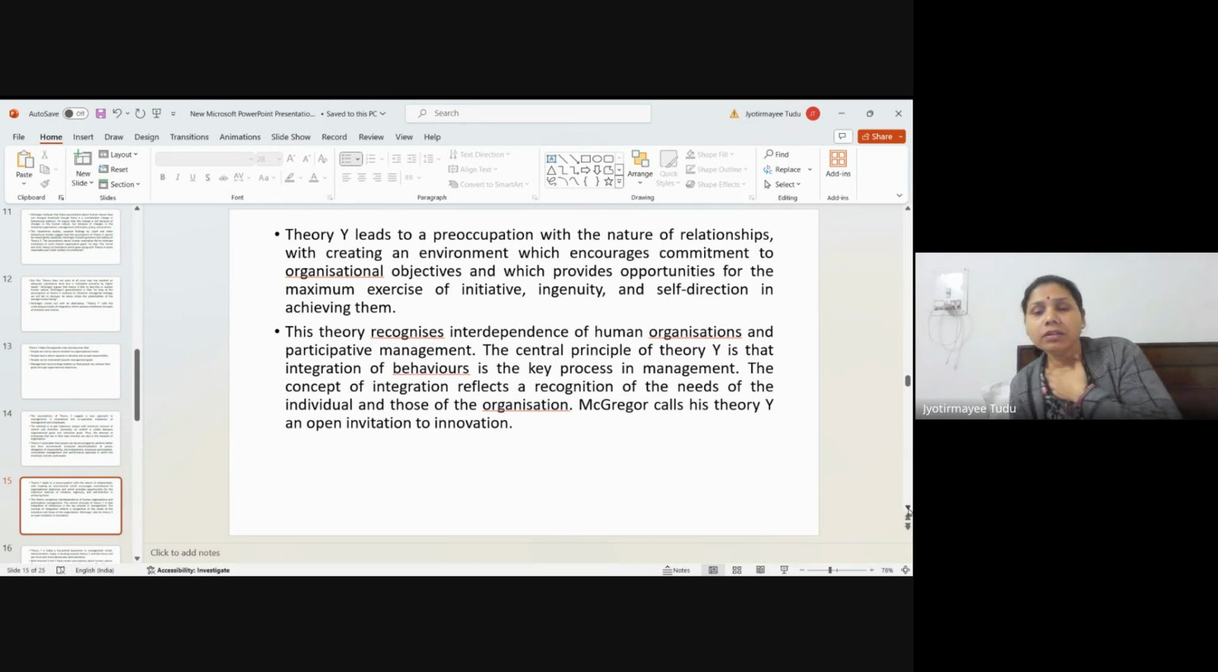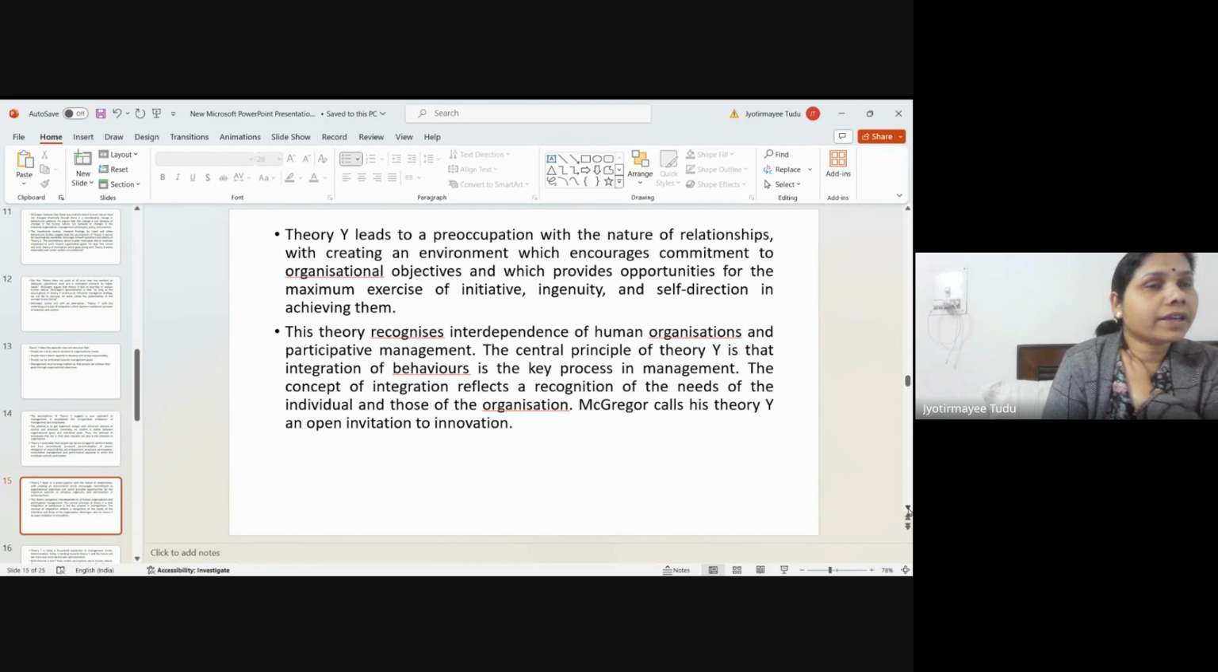The central principle of theory Y is that integration of behavior is the key to progress in management. So it believes in an integration formula of all kinds of behavior so that progress could be achievable in the management. And the concept of integration reflects a recognition of the needs of the individual and those of the organization. So once again, it is attracting the needs of the employees, where the concerned organization needs to think about how those needs are to be satisfied, though not in an explicit manner, but in an implicit manner.